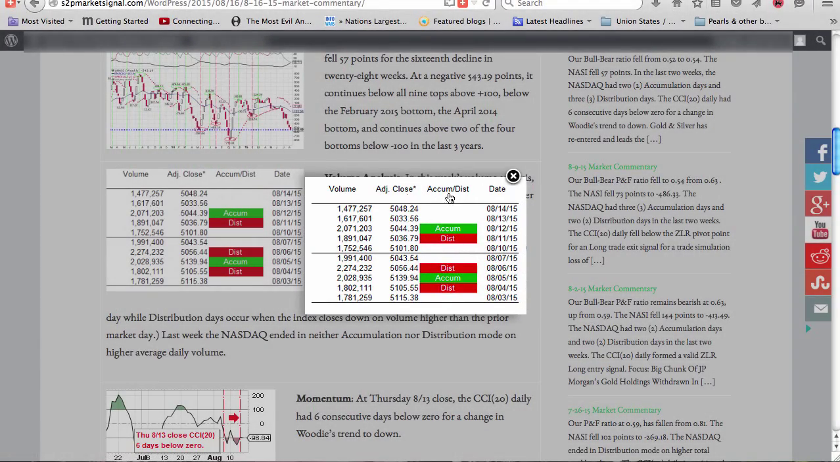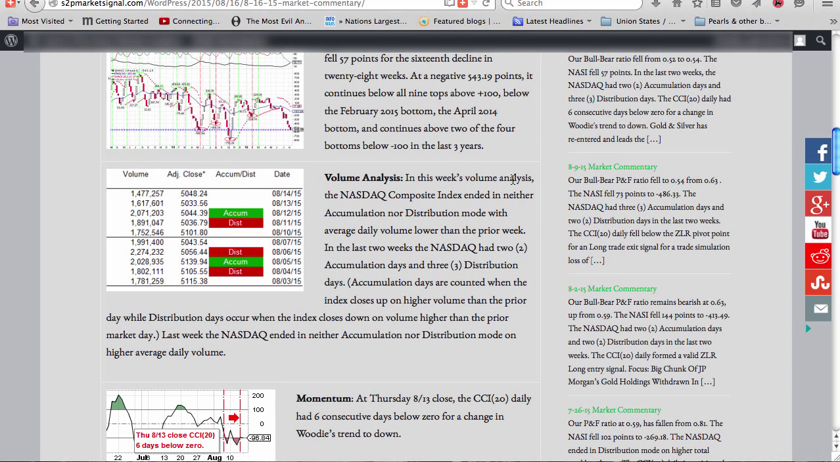Volume analysis. In this week's volume analysis, the Nasdaq Composite Index ended in neither accumulation nor distribution mode, with average daily volume lower than the prior week. In the last 2 weeks, the Nasdaq had 2 accumulation days and 3 distribution days. Accumulation days are counted when the index closes up on higher volume than the prior market day, while distribution days occur when the index closes down on volume higher than the prior market day. Last week, the Nasdaq ended in neither accumulation nor distribution mode on higher average daily volume.